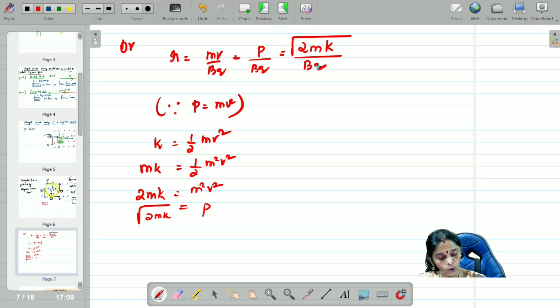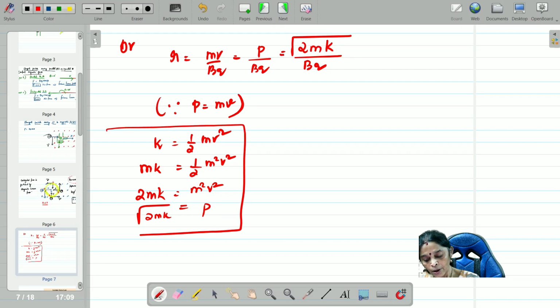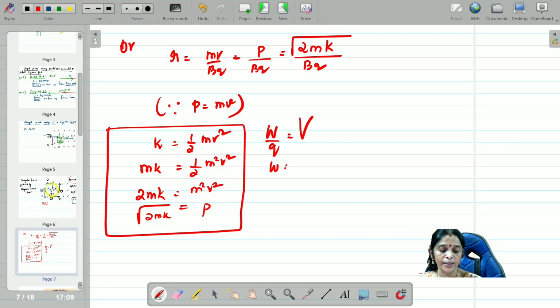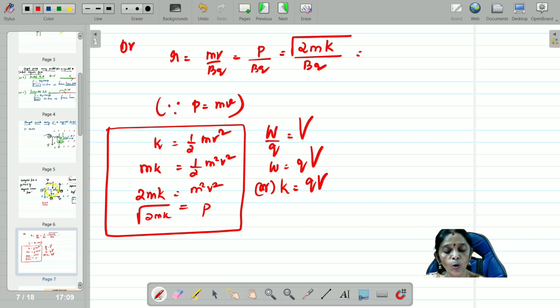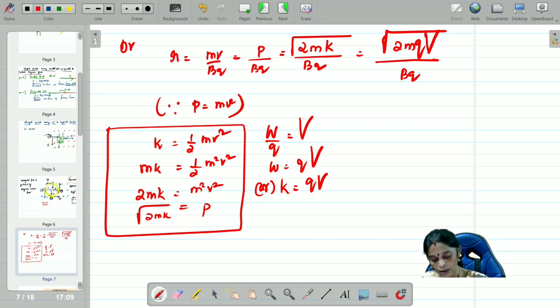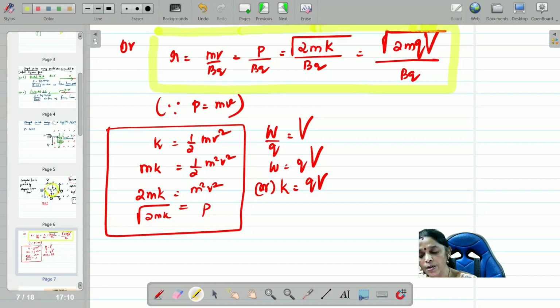This is one part. I also know that work done per unit charge is equal to potential, or work done is equal to q into V. Work done is nothing but kinetic energy. So kinetic energy is equal to q into V. Therefore, instead of kinetic energy, I can write q into V, where V is not velocity, children. It is an accelerating potential. So I can box this up, because this is a very, very important equation for doing all conceptual questions. Okay children, just copy down quickly.